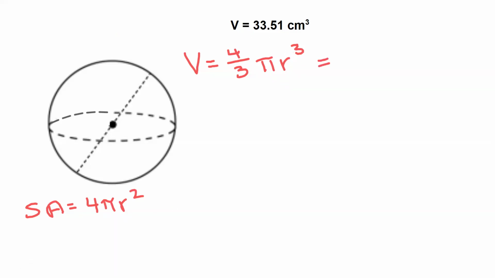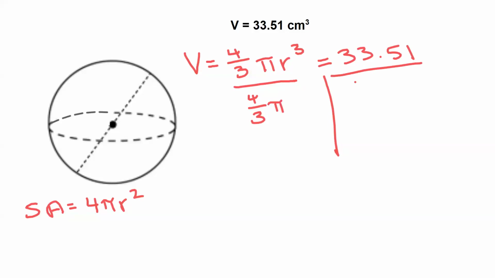So I'm going to set this whole formula equal to 33.51, since that was the volume provided. And I need to isolate r. I need to get that variable alone so I can figure out what radius equals. So to start, right now I'm multiplying by both pi and 4/3. So I'm going to divide both sides by 4/3 pi, using my opposite operations to get r alone. And what you do to one side, you do to the other. So I'm doing that on both sides of my equal sign.